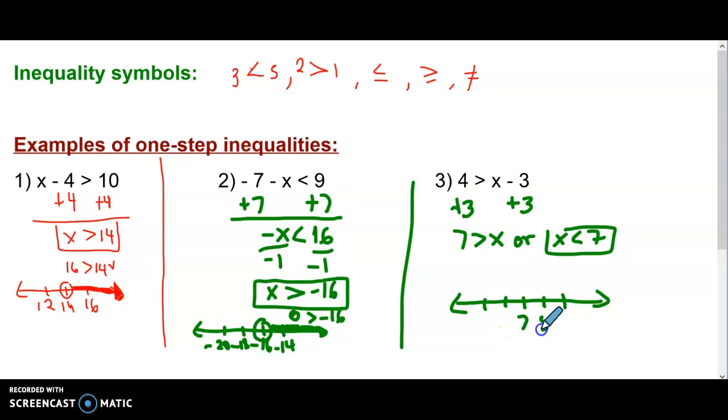So if 7 is here, this would be 8, 9, 6, and so on. Less than, which means I can't include 7, but I can include anything less than that. So again, choose anything in the shaded area and it works. 5 is shaded. If you put it in for x, 5 is indeed less than 7. True statement. And those are some examples on one step. With one step, we're getting to the answer. Let me go to two-step.